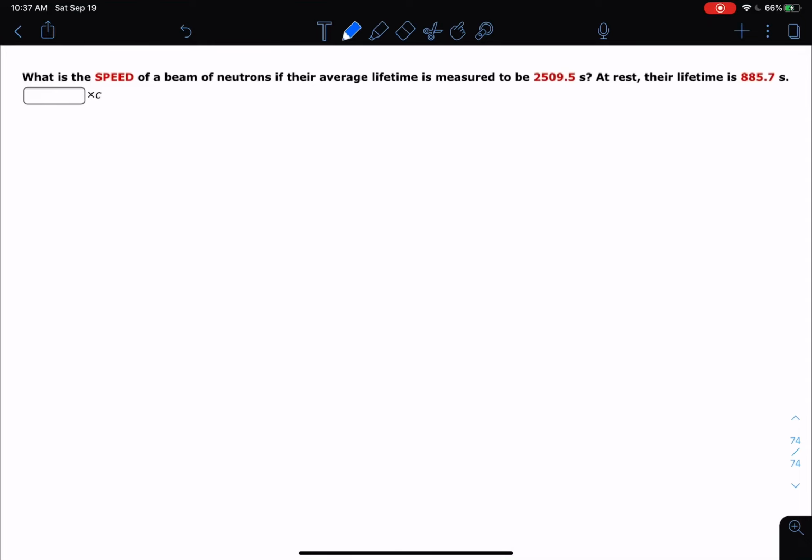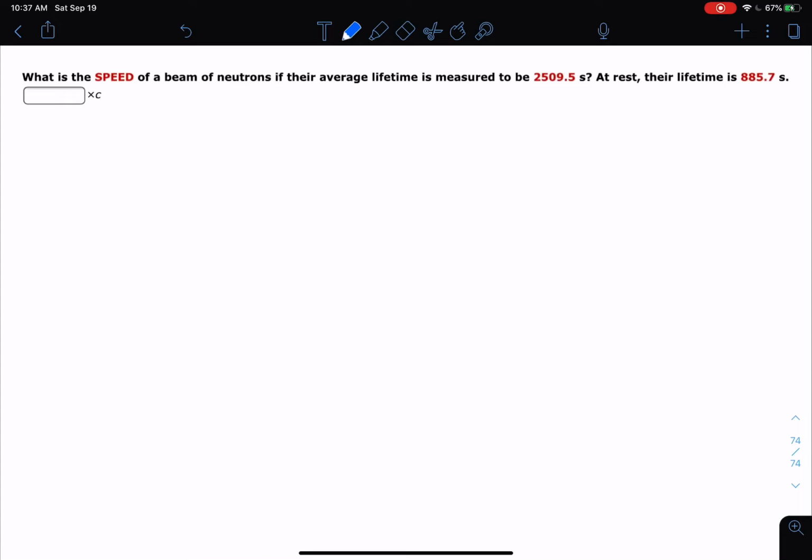What is the speed of a beam of neutrons if their average lifetime is measured to be 2,509.5 seconds? At rest, their lifetime is 885.7 seconds. I want to go over this problem because there's a fair amount of algebra in it, and I just want you guys to see at least one example where we actually go through the algebra and see how to solve it. So here is the formula we need.